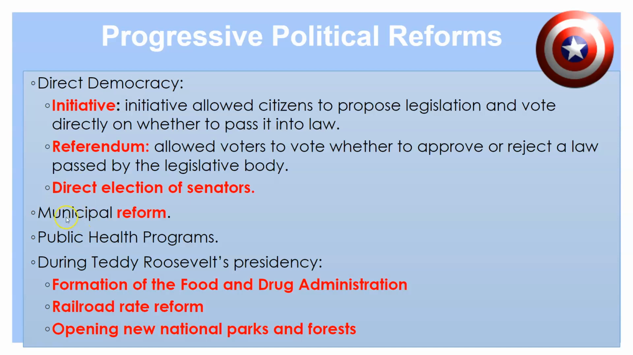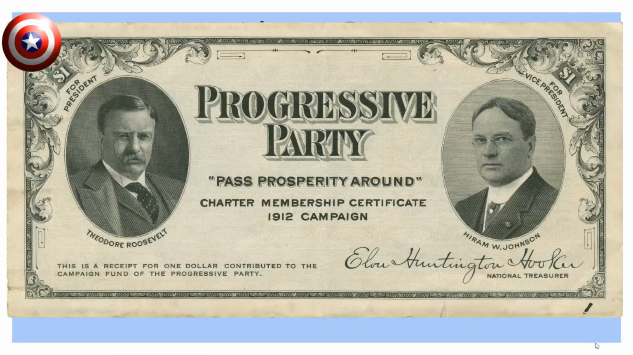There were municipal reforms on the local level, public health programs. During Teddy Roosevelt's presidency, and by the way, he was a progressive president, he was known as a progressive president. During his presidency, we saw the Food and Drug Administration created. We saw reforms with railroads and the opening of new national parks and forests.